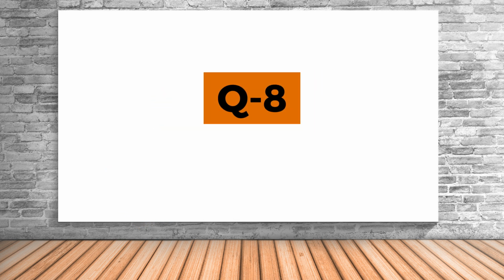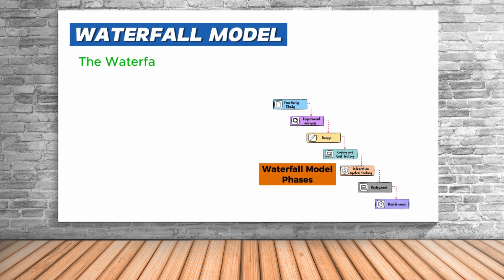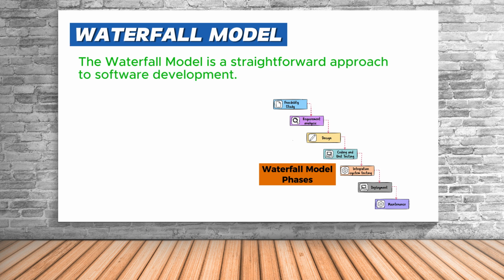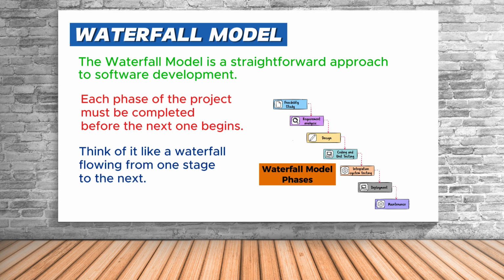Question number 8. Explain the waterfall model in detail. Waterfall model. The waterfall model is a straightforward approach to software development. Each phase of the project must be completed before the next one begins. Think of it like a waterfall flowing from one stage to the next.